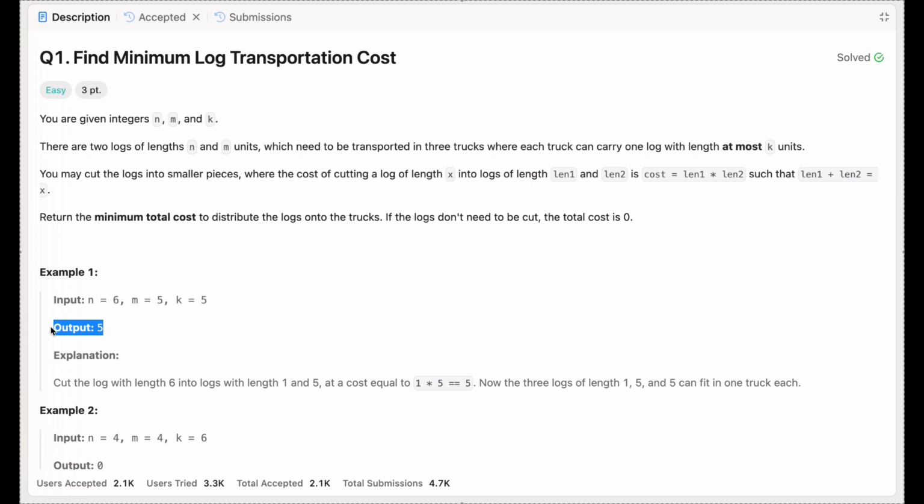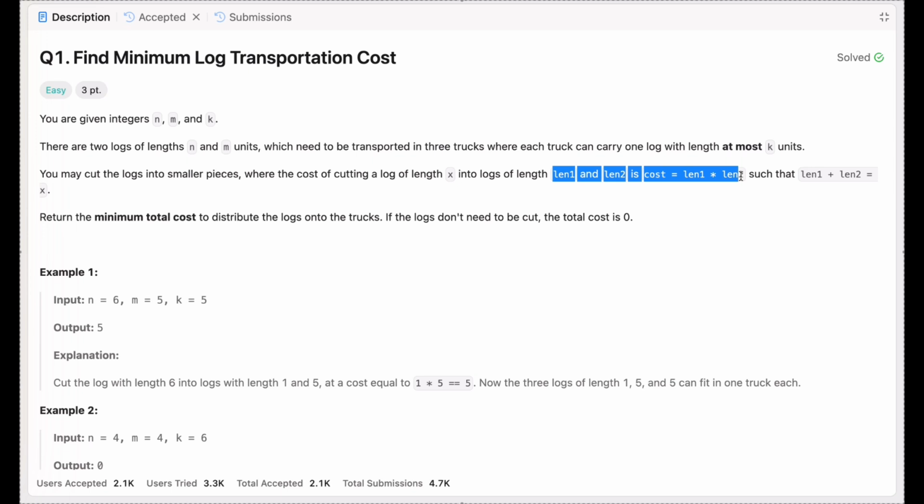So what is the cutting cost? If you can cut a log of length x into two pieces of length a and b, let's suppose, then how are we going to define the cost? The cost will become a times b. Like, we have been given lengths a and b, right? So we have to multiply them, the product of the lengths.